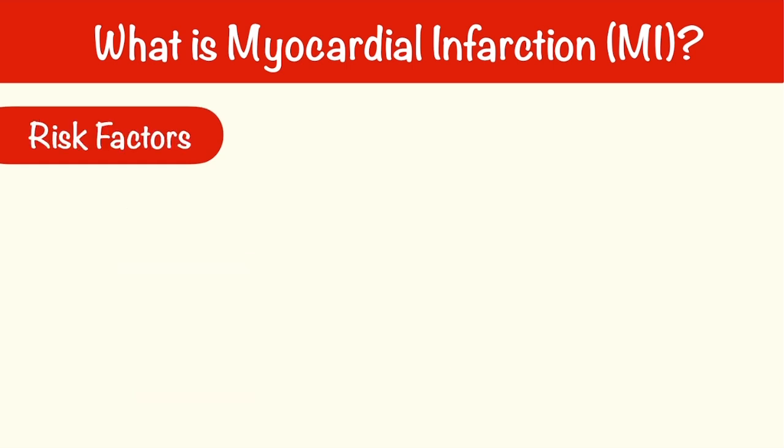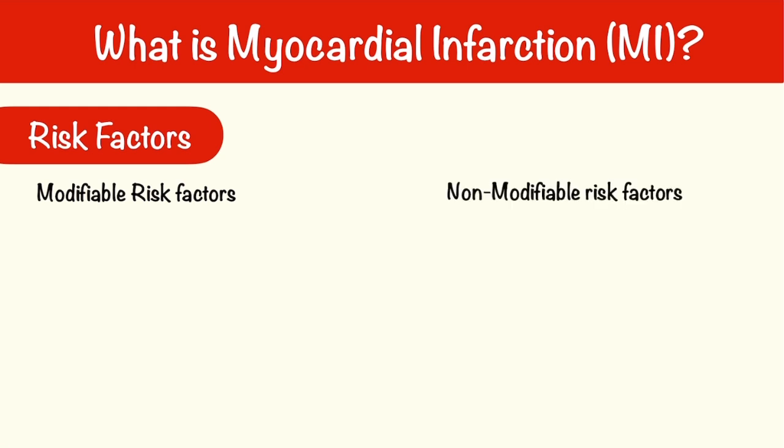Alright, so let's look at risk factors now. There are several types of risk factors. The first risk factor is modifiable risk factor. These are factors that can be changed. The second factor is non-modifiable risk factors. These factors tend to be things that are not able to be changed, like age.